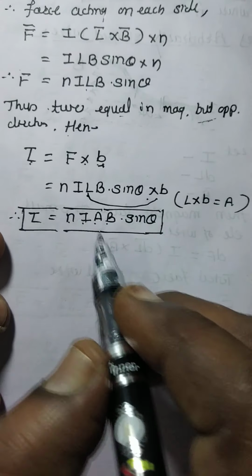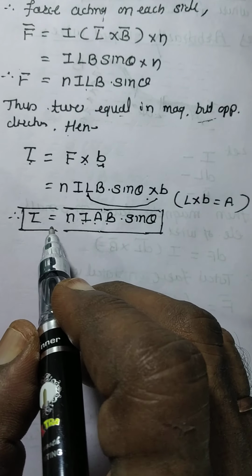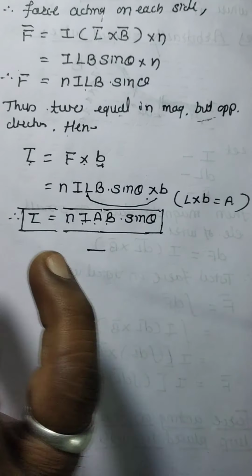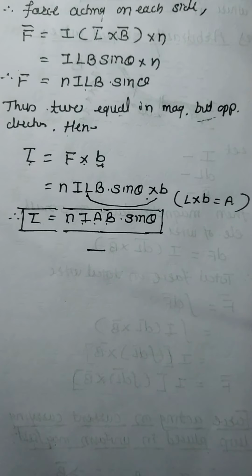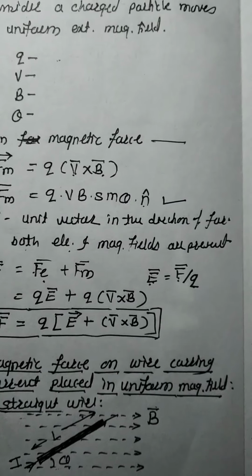This is about torque acting on current carrying loop in uniform magnetic field. हा झाला आपला पहिला पार्ट. कोणता? अबाउट मॅग्नेटिक फोर्स.